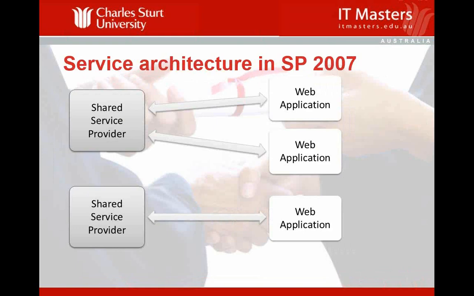So the thing with the service application architecture in SharePoint 2007 was that your shared service provider, your bundle of common services, could talk to individual web apps, so individual sites within SharePoint. So you were tied to saying, well, if you're using this particular search, you're also using this particular user profile one. So we didn't have the ability to isolate those particular services out.